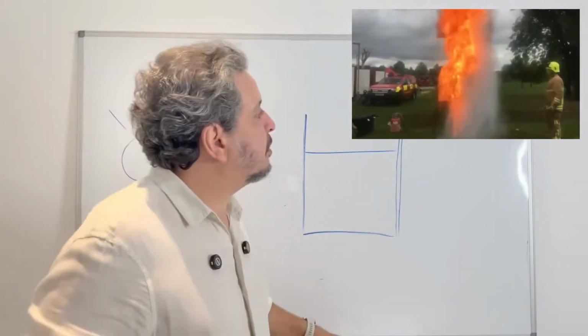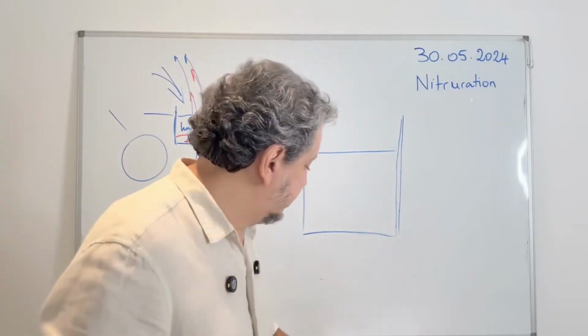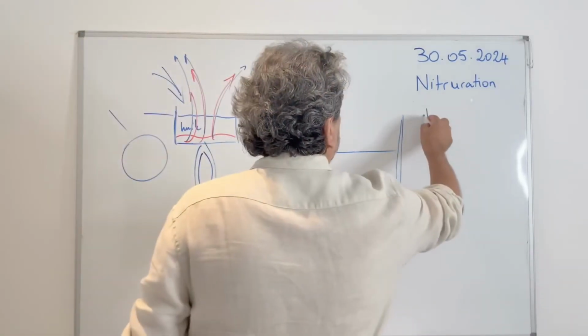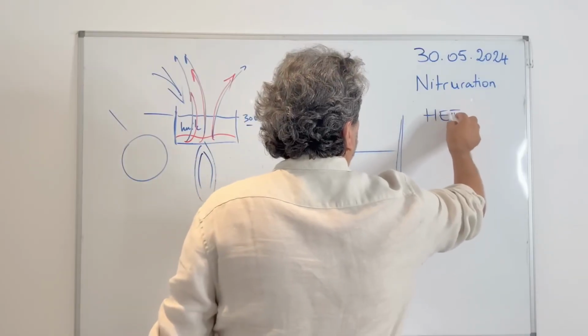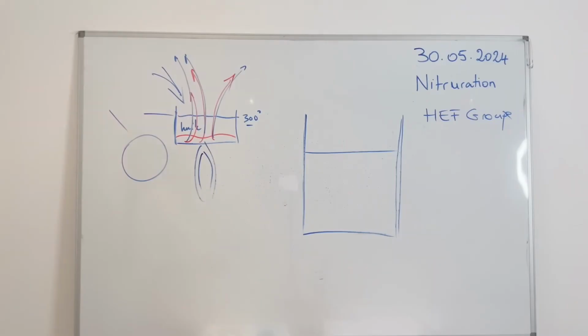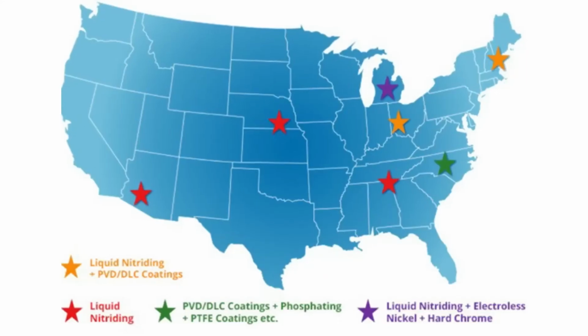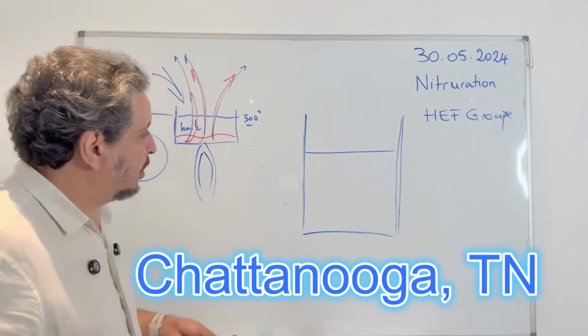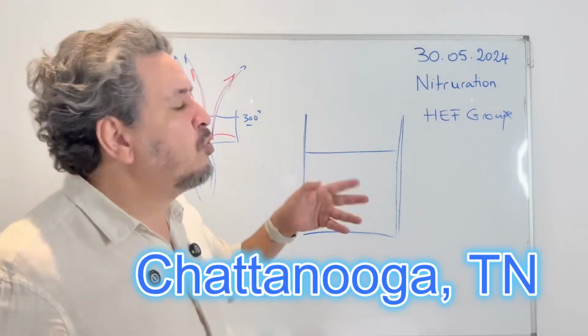So we're going to go on May 30, 2024. We'll be in Tennessee in a factory that belongs to a company that's part of the HEF group. The HEF group is a French group that's present in many countries and has several sites in the United States. 15 people work at this site and they have to do what's called a nitriding process.